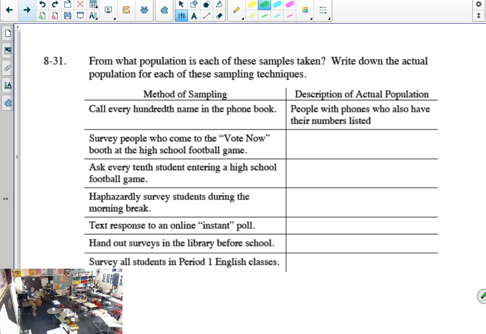Ava, if we survey people who come to the Vote Now booth at the high school football game, what is our population? So what we're really asking is we're getting a sample from what group? Yeah, people who want to vote at the football game. Right, because of the booth we're at. If we try to speak really easily, the population is people at the football game, right? It's information about voting, like maybe where you would register. So, people at the football game.